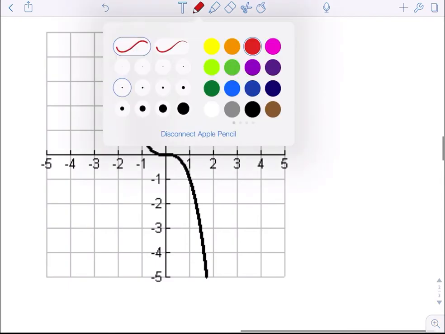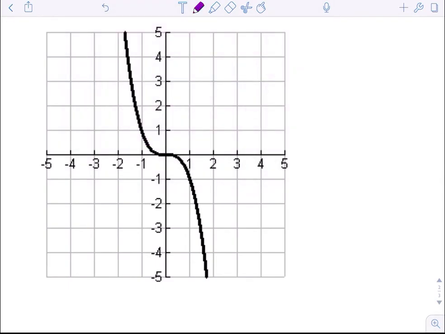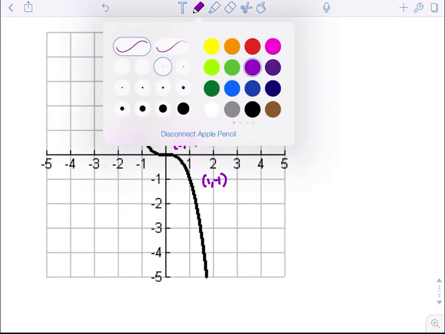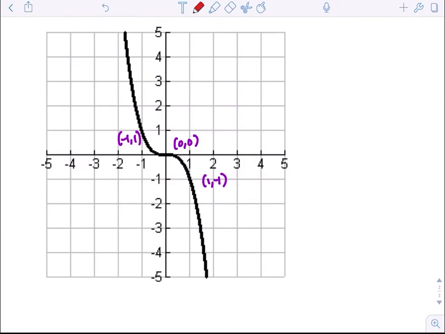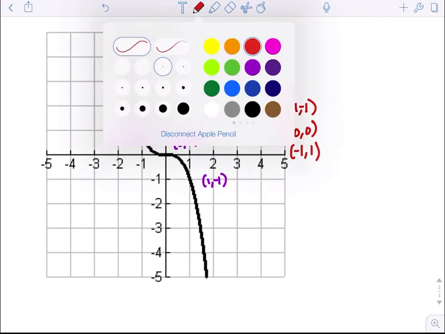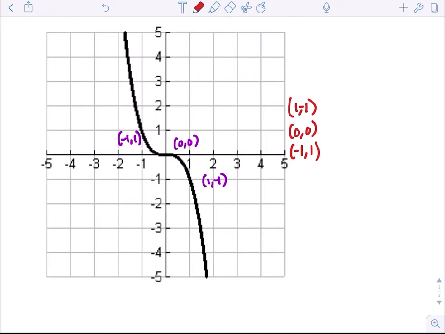Let's find some coordinates. So I see that we got negative 1 comma 1 right here, 0 comma 0, and 1 comma negative 1. So now I'm gonna write down all of the ones that I'm gonna switch every single x and y coordinate so we can get our inverse. So 1 comma negative 1, 0 comma 0, and negative 1 comma 1. So I'm just gonna graph those. So 1 comma negative 1 is right there, 0 comma 0 is right there, and negative 1 comma 1 is right.